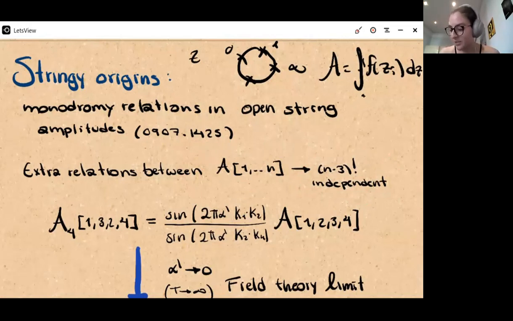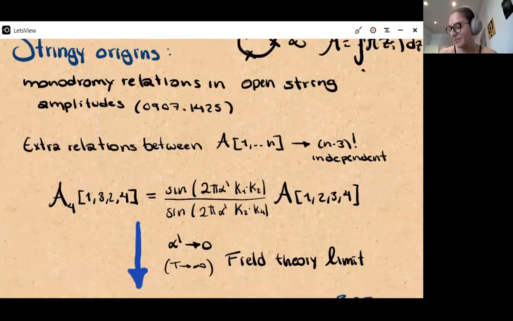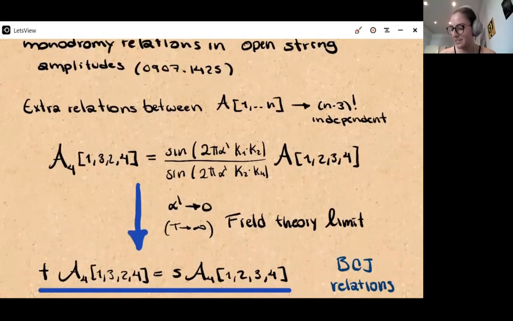And the example of this relationship for the 4-point open string amplitude looks the following way, where alpha prime is the usual string parameter. For the sake of this talk, I'm just going to work usually in the field theory limit. So let's just take alpha prime goes to 0 here, or the tension going to infinity. And you find this nice relationship between 4-point amplitudes, where here t, s, and u are just the standard Mandelstam variables.